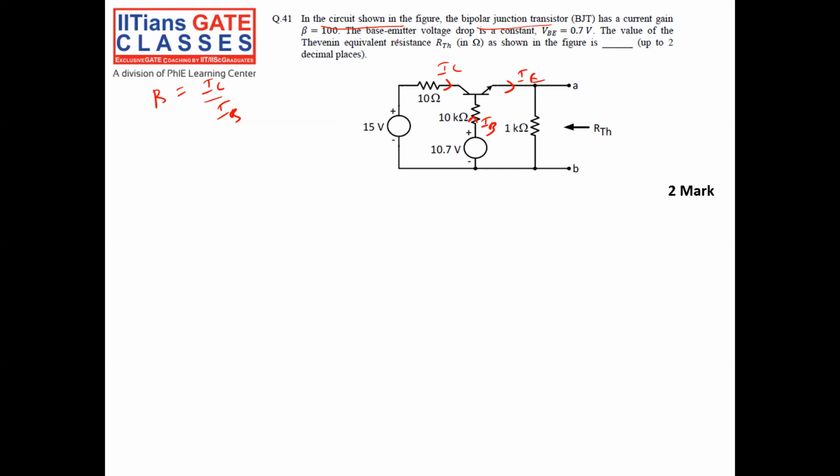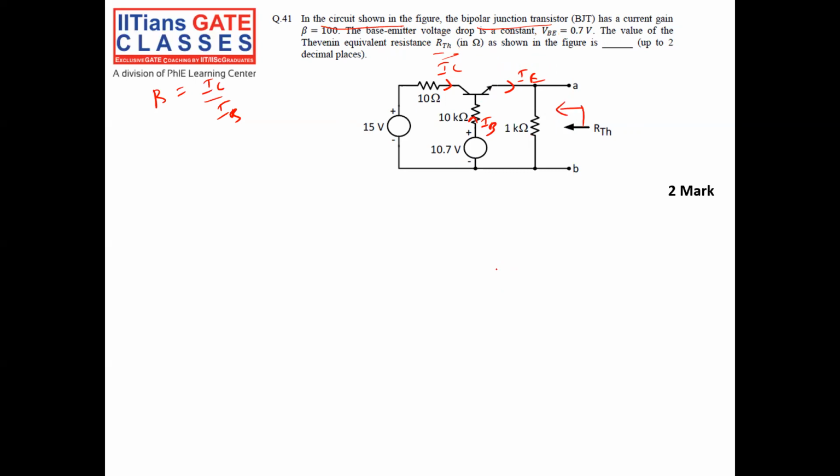Correct? The base emitter voltage drop is 0.7 volt, right? We have to find out the Thevenin equivalent resistance RTH shown in the figure from this terminal. This you have to find out.